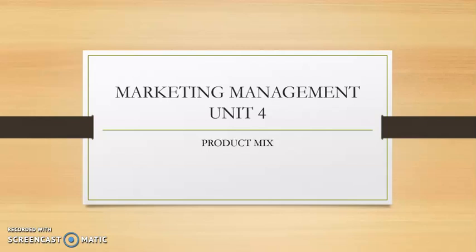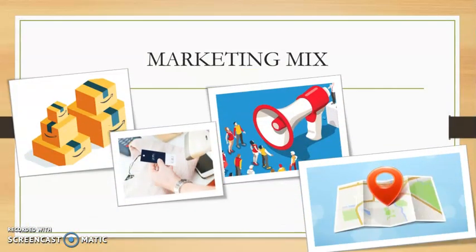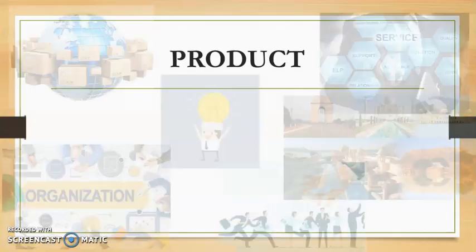So in this video, we're going to talk about product mix. Product mix is actually a part of your marketing mix. Marketing mix is a combination of product, price, promotion, place, right? So marketing mix: product, price, promotion, and then place. This is the order you should mention. Okay. We have seen product.